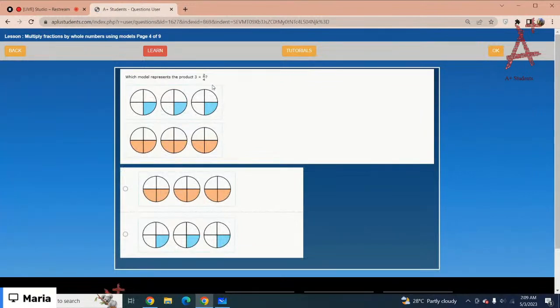Which model represents the product 3 times 2 over 4? If you already know the answer, you can just write it down in the chat box.